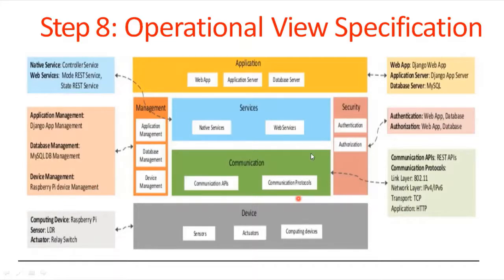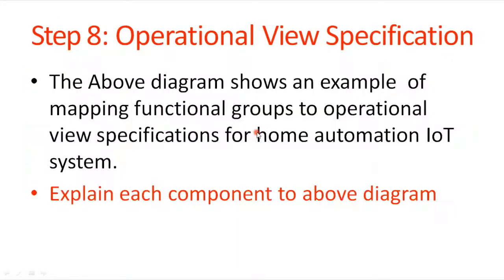And then coming to the security: authentication. How can you perform the authentication? Web app and database. Authorization: web app and database for this security group. And then finally the application, that means a graphical user interface for accessing the different aspects of the system. By using this, the application has the web app, application server, and database server. The web app is the Django web app, the application server is a Django application server, and the database server is MySQL. This is the operational view specification.